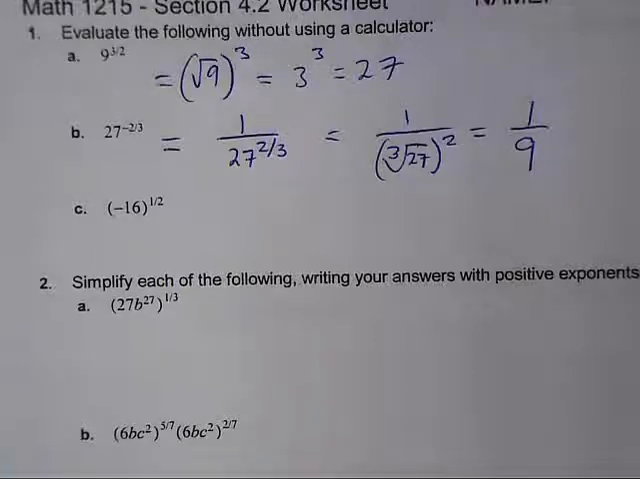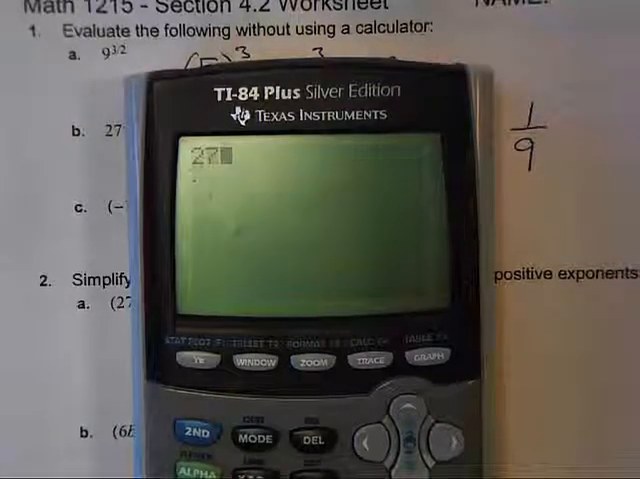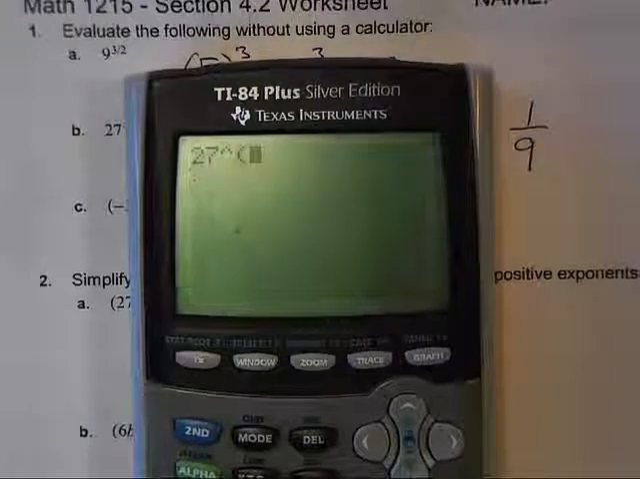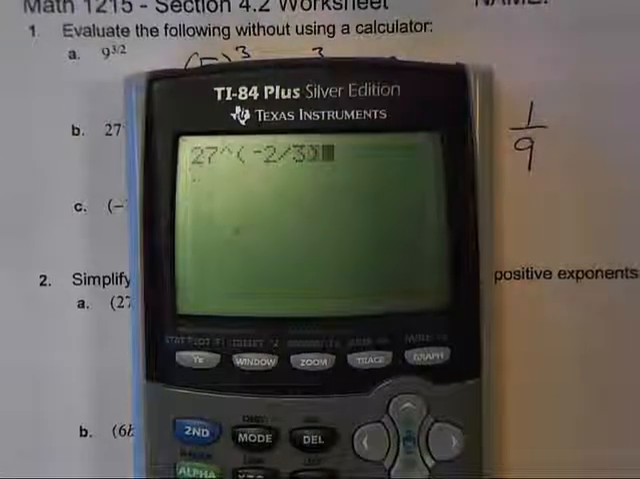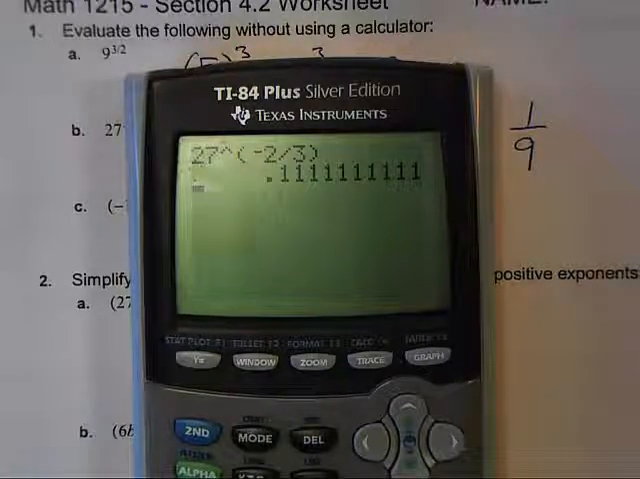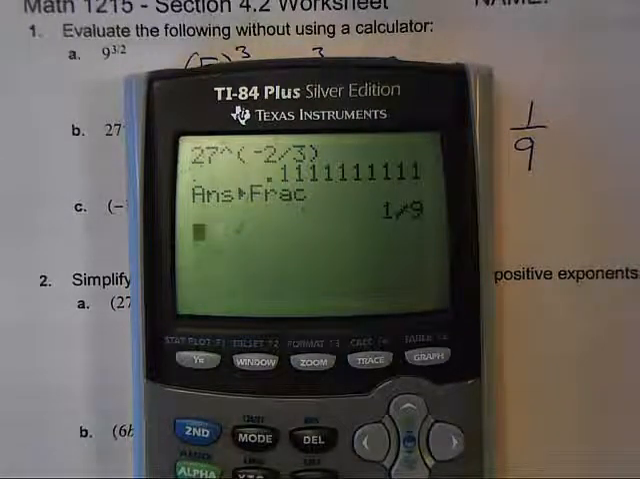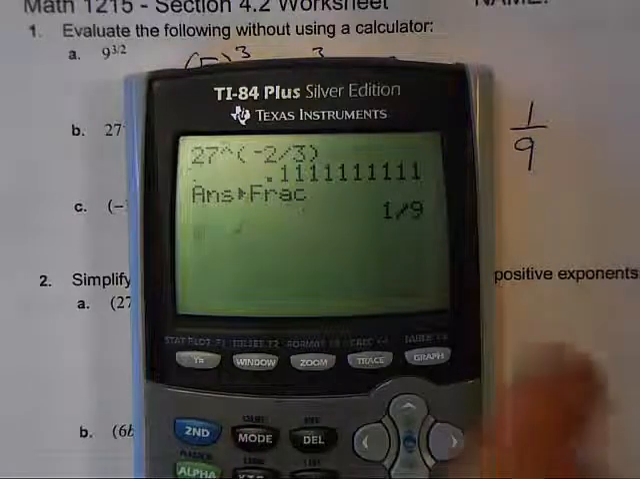Is that the one we can do on our calculator? Absolutely. You could go 27 caret negative 2/3. The calculator will give you that, but that's not a very nice answer, so we go math, enter, it'll tell us 1/9. Of course, the directions were to do it without using your calculator, so that would be kind of not following directions. But there was nothing preventing you from checking your answers using your calculators, of course.